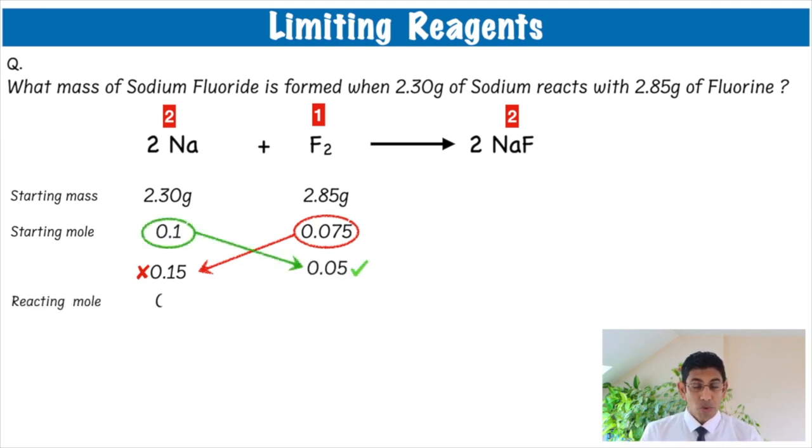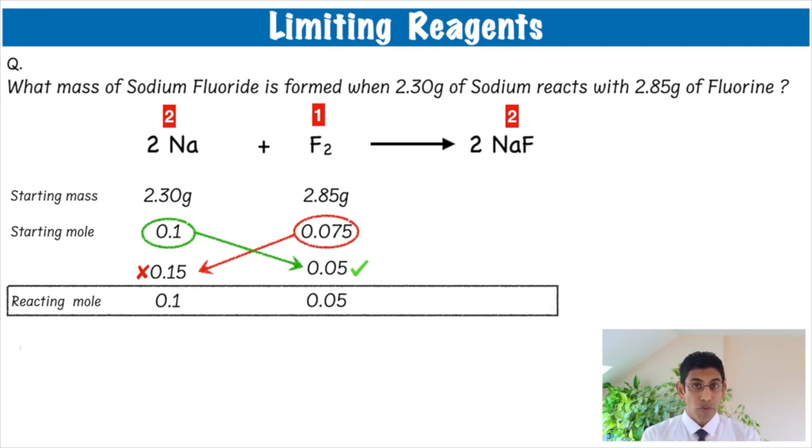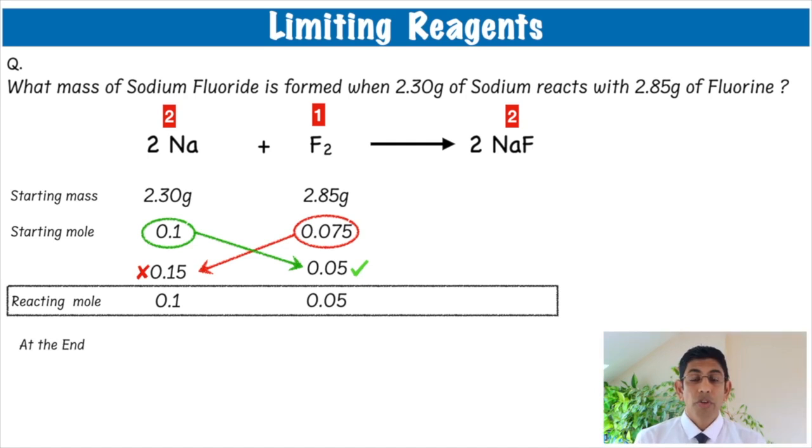So the reacting moles in this equation are 0.1 mole of sodium, which is going to react with 0.05 moles of fluorine. At the end of the reaction, we have no sodium left and 0.025 moles of fluorine left over because it's in excess. And according to the mole ratio, we're going to have 0.1 mole of sodium fluoride formed.